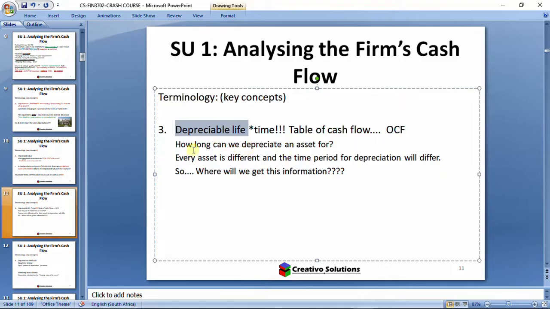Remember, if I buy an asset, there's going to be a certain amount of depreciation for a certain number of years, and I need to provide for that. Every asset is different, so the time period will differ. Who gives us the time period? SARS. SARS will tell you a laptop can be depreciated over 3 years, a machine can be depreciated over 5 years, a vehicle can be depreciated over 4 years, whatever it is. Different vehicles, different assets all have their own useful lives. So that's where we get the information from.